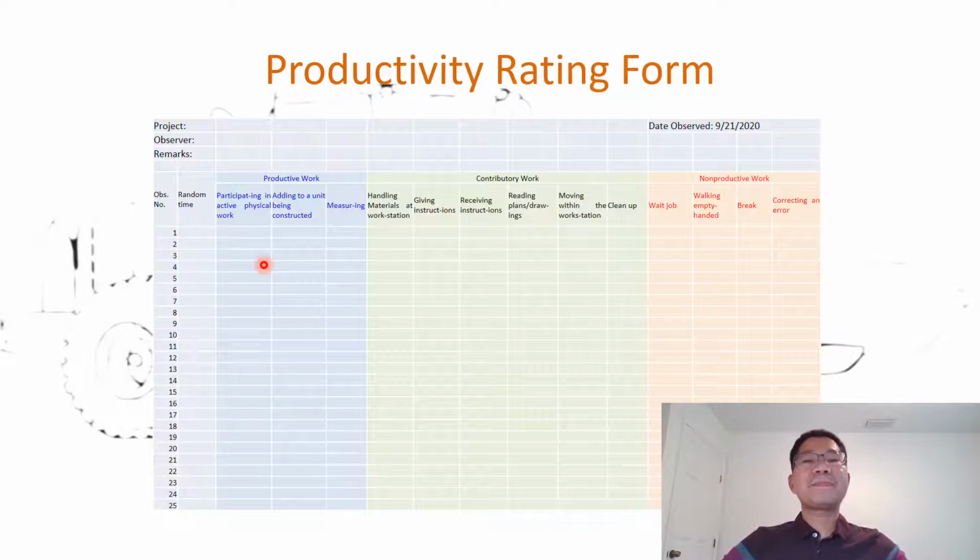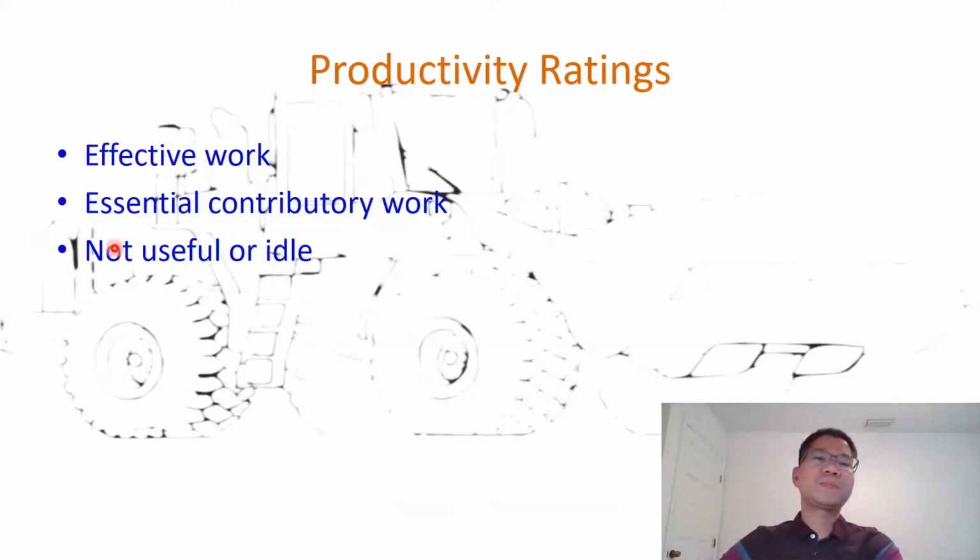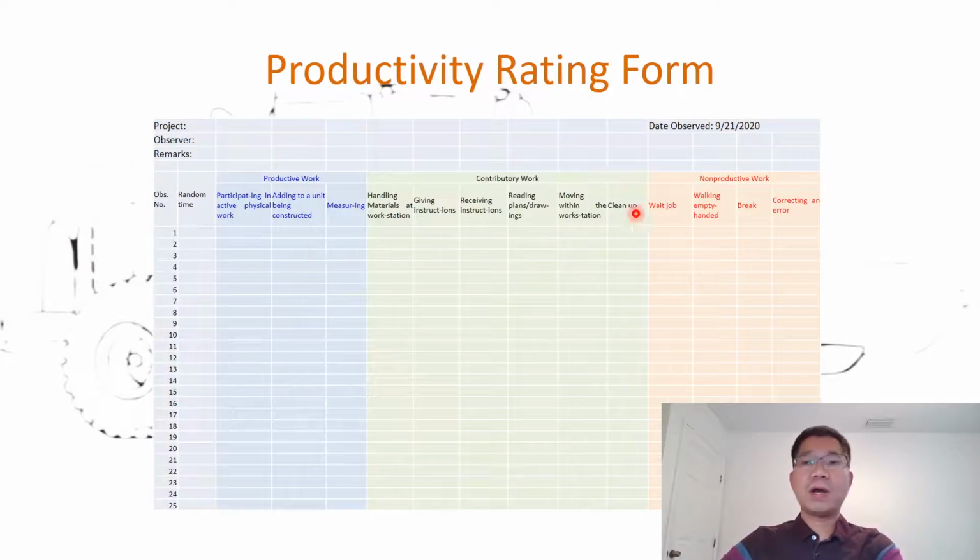classifies what is productive or effective work, what is contributory work, and what is non-productive work, corresponding to the three categories for productivity rating that I show here. So effective or productive work, contributory work, and not useful or idle, which we call non-productive work.